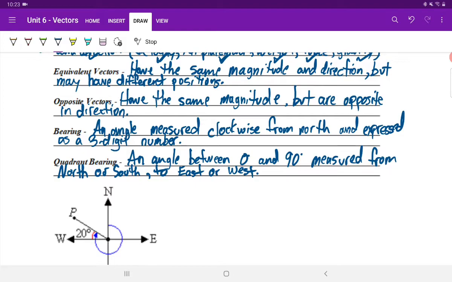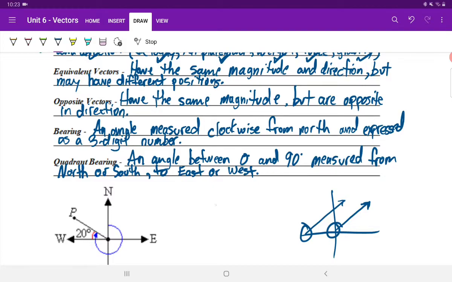Then you have what's known as equivalent vectors and opposite vectors. They're quite an easy concept to understand. Equivalent vectors, as you might have guessed, have the same magnitude and direction, right? Because they're equivalent. They might just have different positions. So, if I were to quickly draw a vector, an equivalent vector would be the exact same magnitude and direction, but maybe just a different starting position, right? But that would still be considered an equivalent vector.